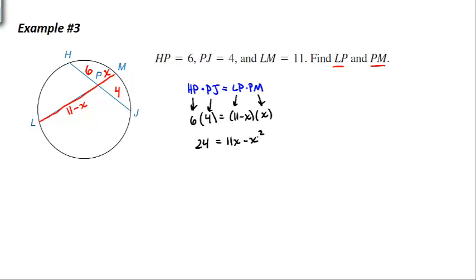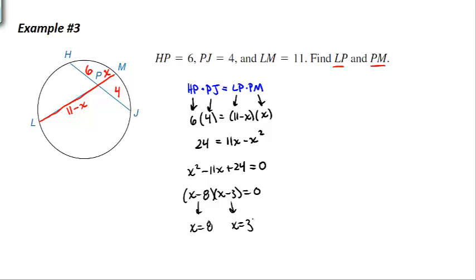Let's move everything over to the left side. So we'll add x squared to both sides, subtract 11x from both sides. 24 stays where it is. And we see we have a nice quadratic equation. Hopefully this one will factor. Let's see if it does. We need two numbers that multiply to 24 and add up to negative 11. How about negative 8 and negative 3? So the two values for x are 8 and 3.